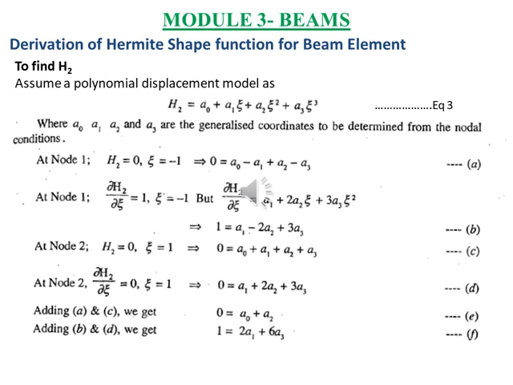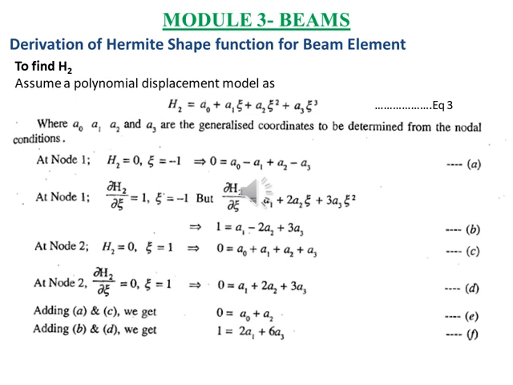Similarly, at node 2, h2 is equal to 0 and neta is equal to 1. Hence the equation 3 becomes 0 is equal to a0 plus a1 plus a2 plus a3. And at node 2, del h2 by del neta is 0 when neta is equal to 1. Hence the differential equation will be rewritten as 0 is equal to a1 plus 2a2 plus 3a3.